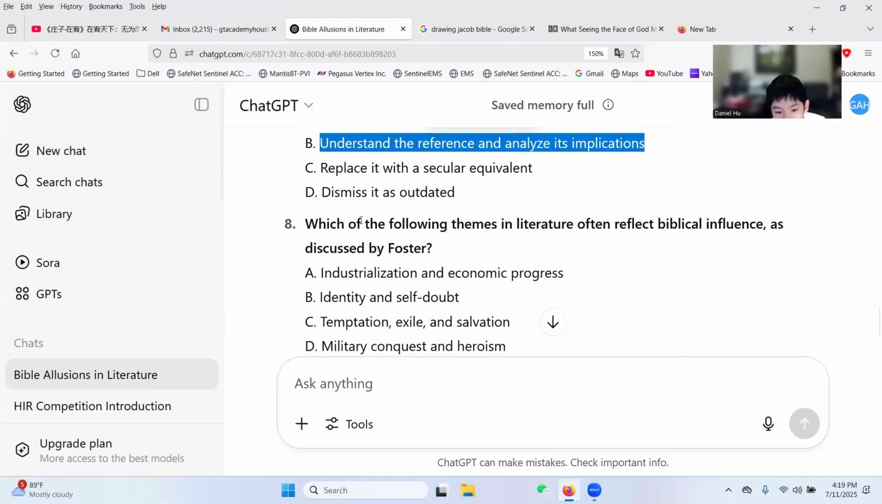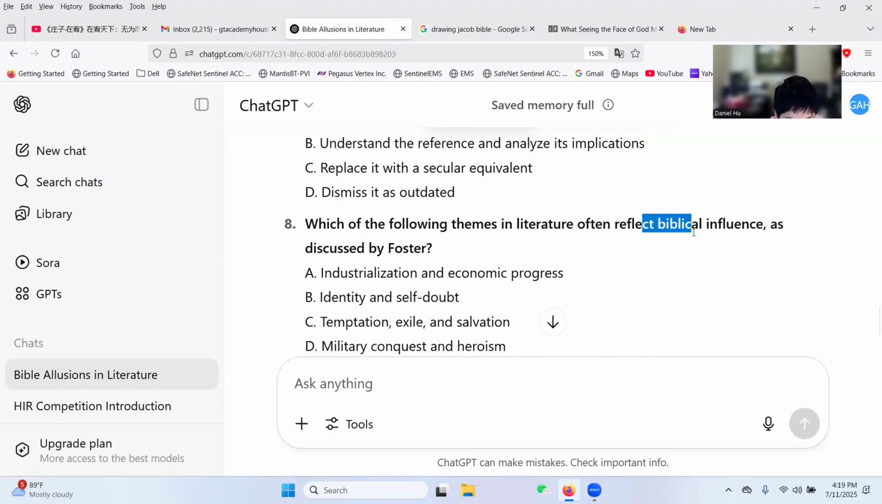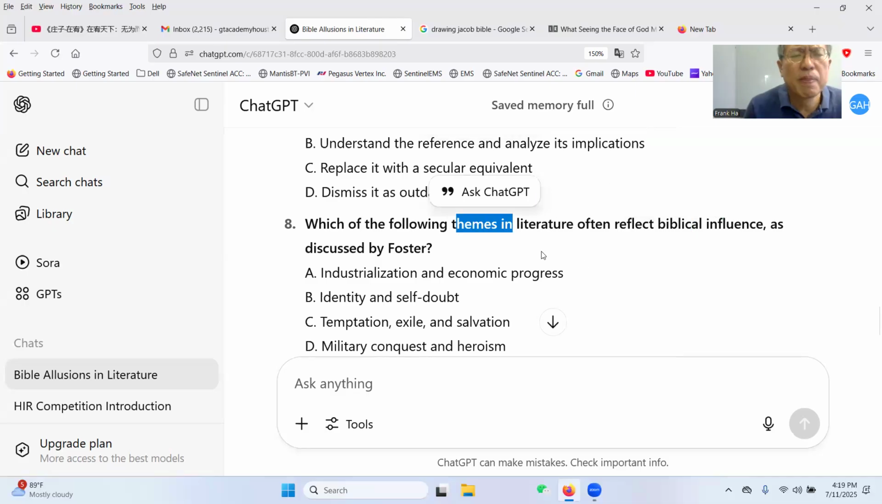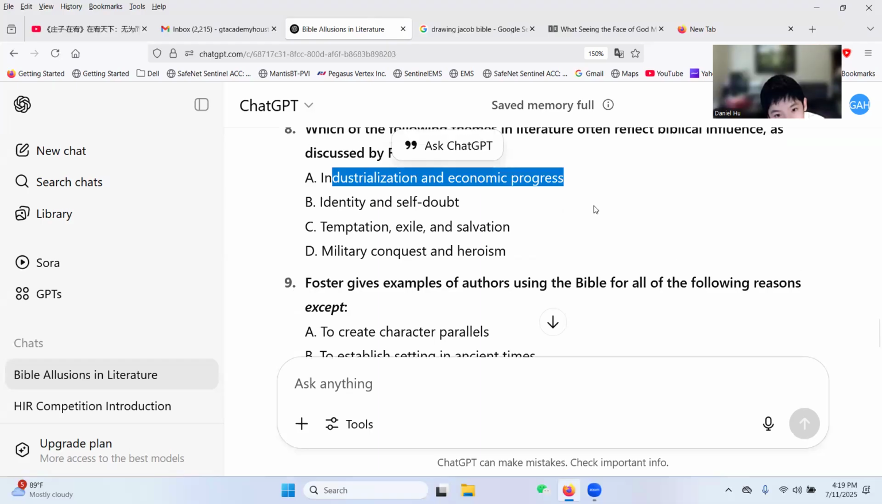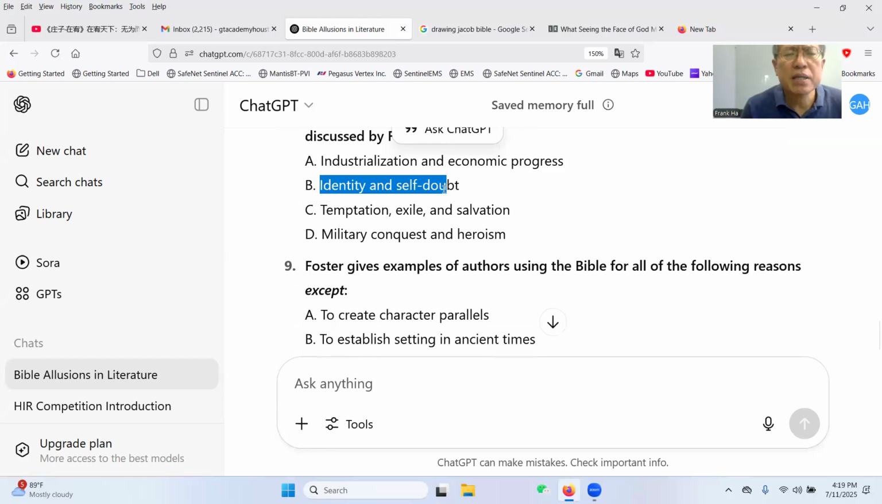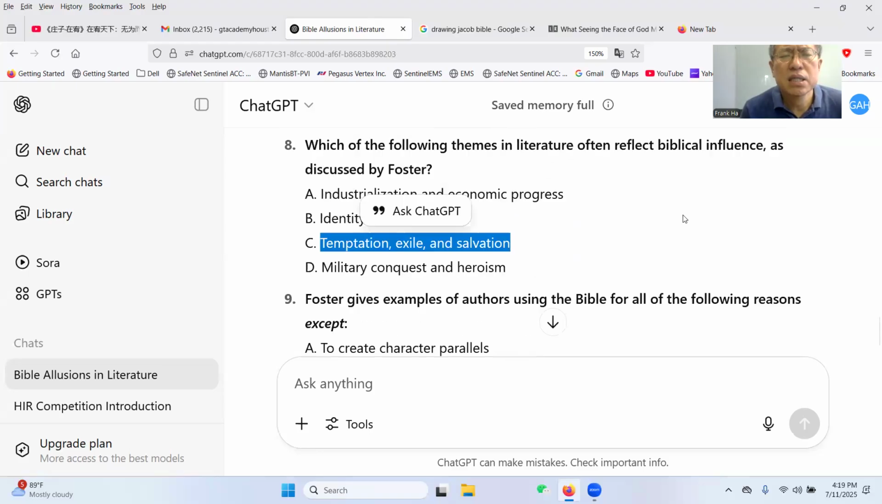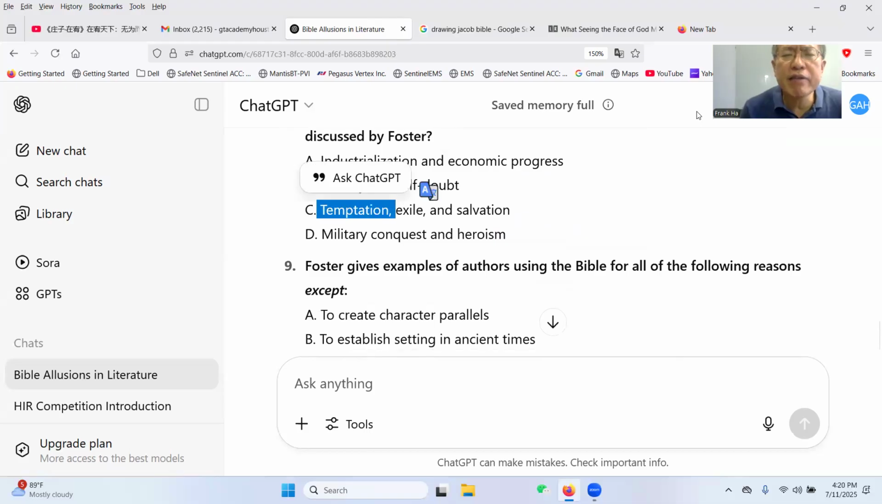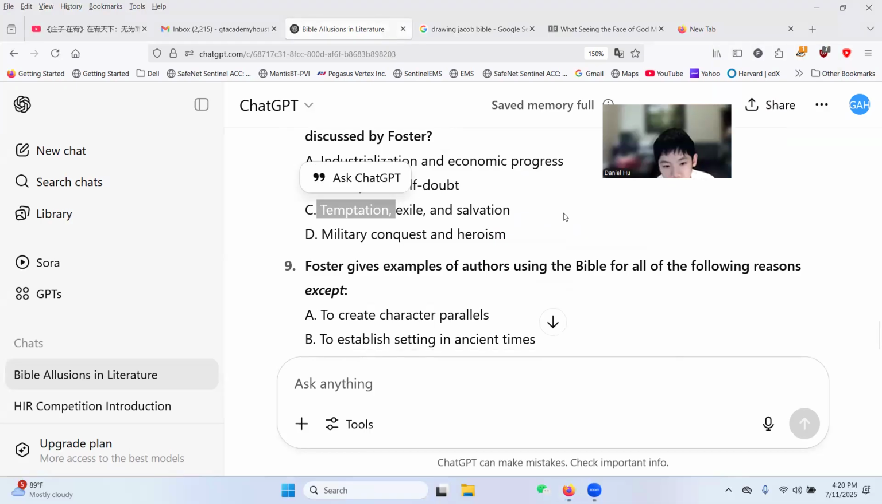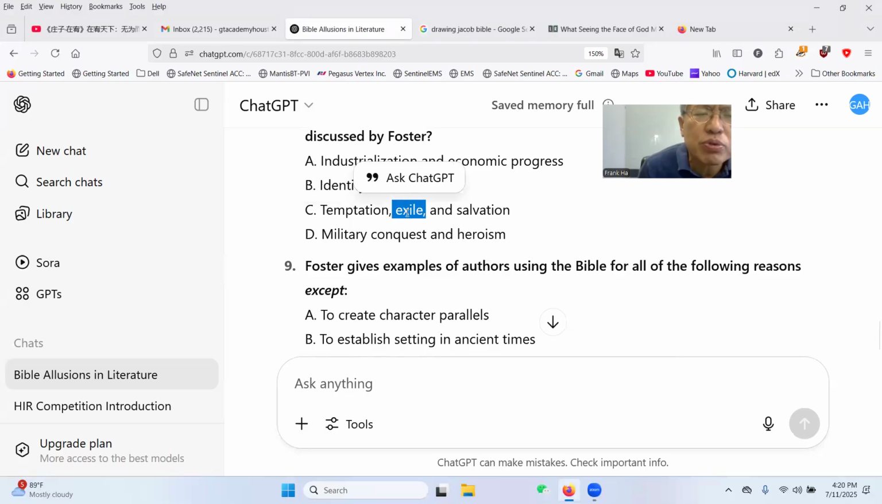Okay, go ahead. Which of the following themes in literature often reflects biblical influence as discussed by Foster? A, correct or wrong? Wrong. B, wrong. C, true. It must be C because every day we face temptation, yes or no? Yes. Why would exile mean anything to me and to you?